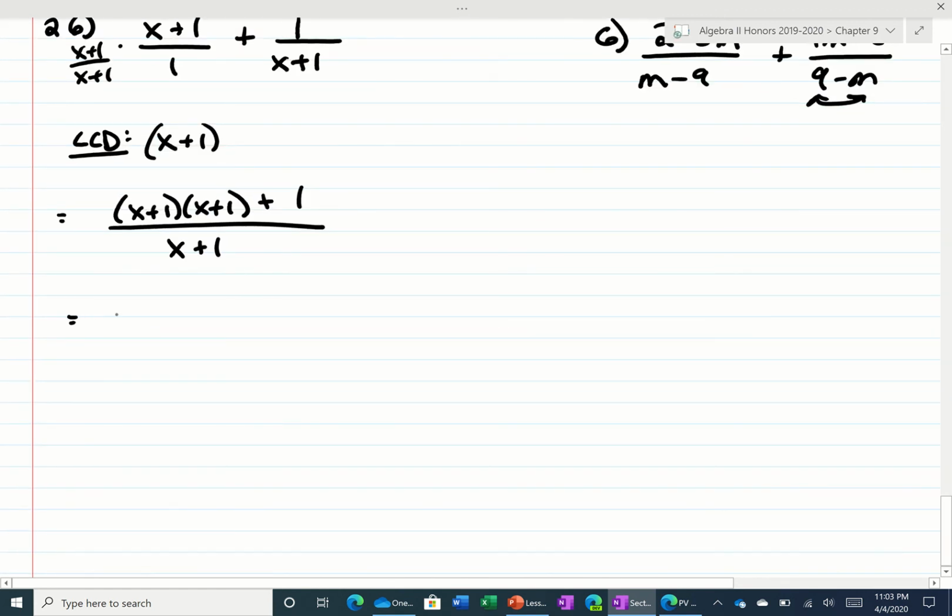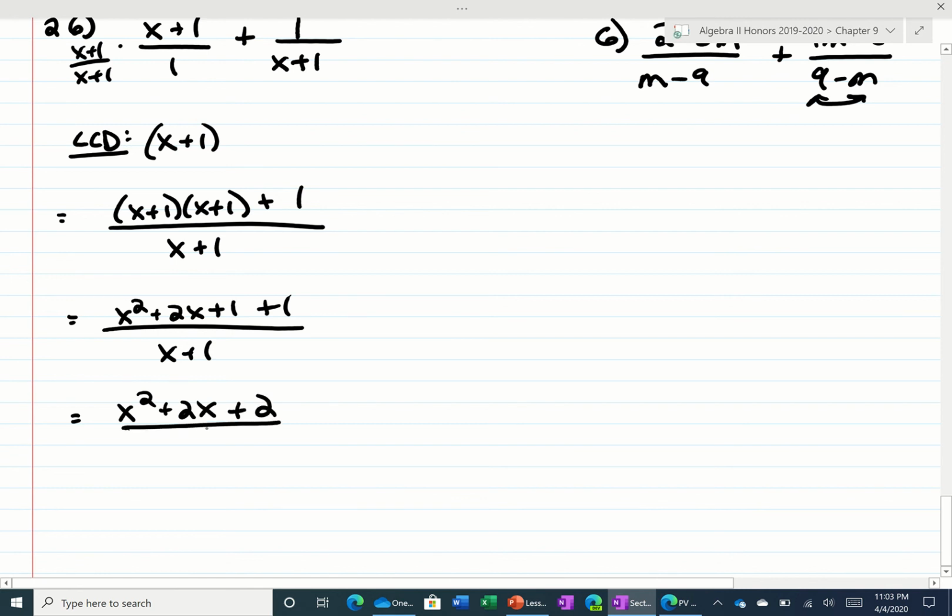Let's multiply this out. x squared plus 2x plus 1 plus the 1. And it looks like x squared plus 2x plus 2. That's not going to factor anymore. And this should be our answer.